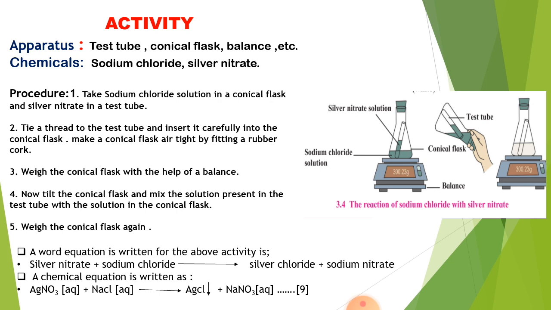Silver nitrate is used in voter's ink. That's why after voting, even after 1 week, it will not get erased. So in voter's ink, what do we use?